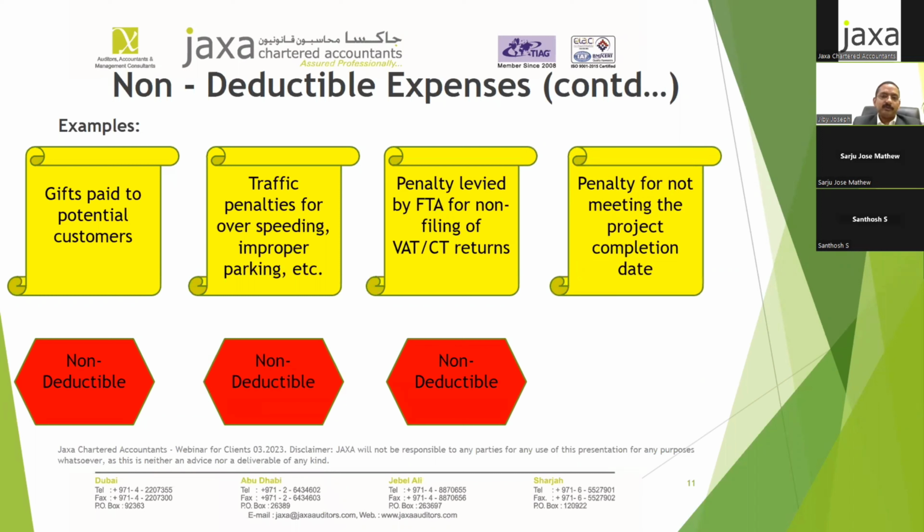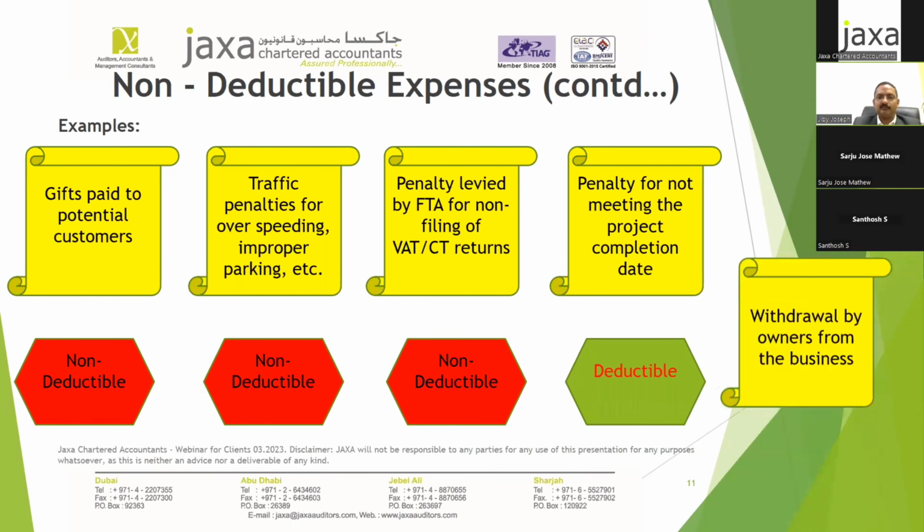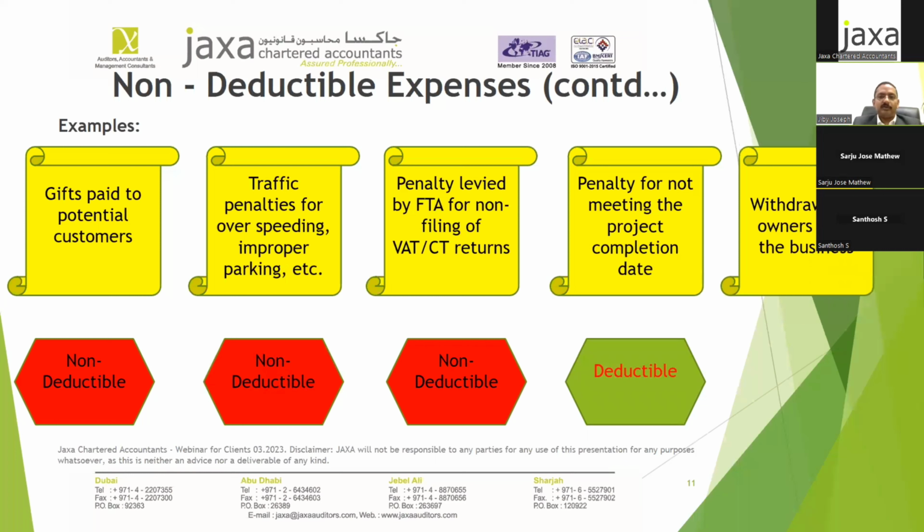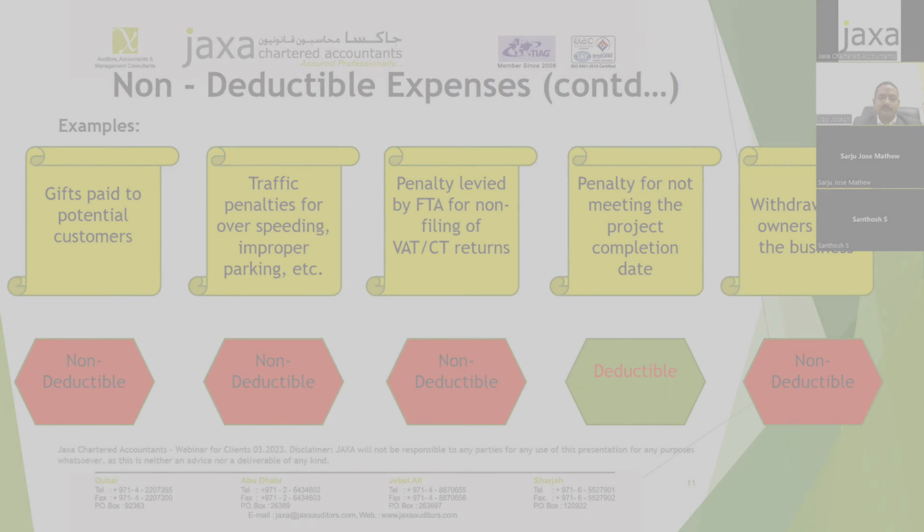Then a penalty for not meeting the project completion date. This is not a penalty for violation, but a failure to meet some contractual obligations, and hence it is a business expense and can be deducted. And the withdrawal made by owners from the business. Again, it is a profit sharing or apportionment of profit, so again it is a non-deductible expense. So these were the 100% non-deductible expenses.